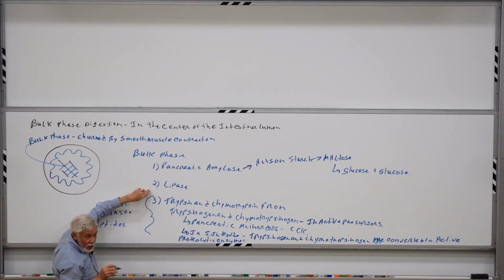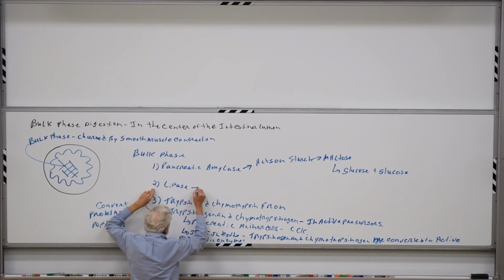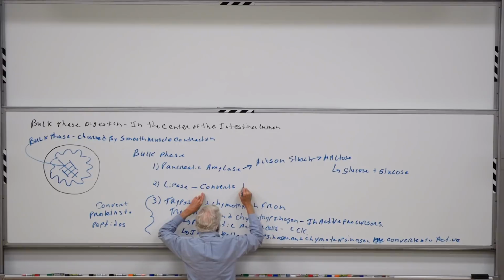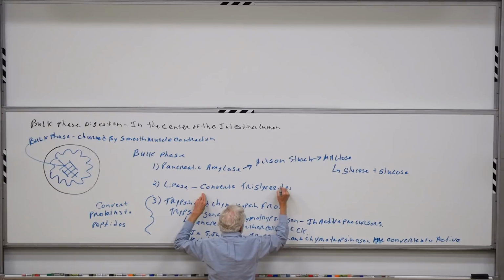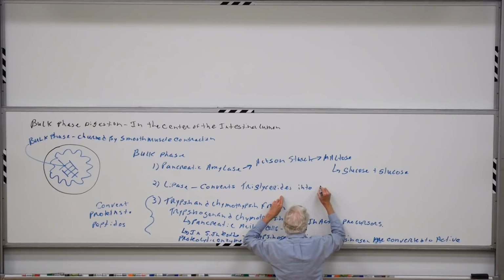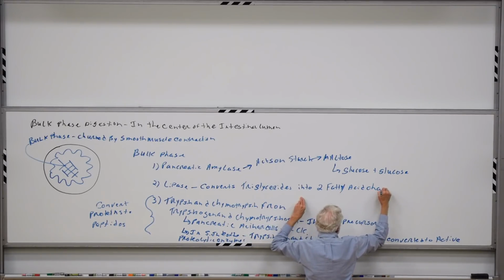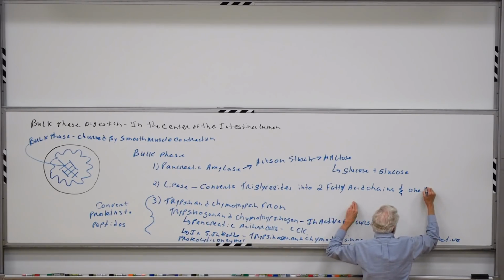Now, the middle player here, lipase. Remember, lipase is going to be working on a hydrophobic molecule. Lipase converts triglycerides into two fatty acid chains and one monoglyceride.